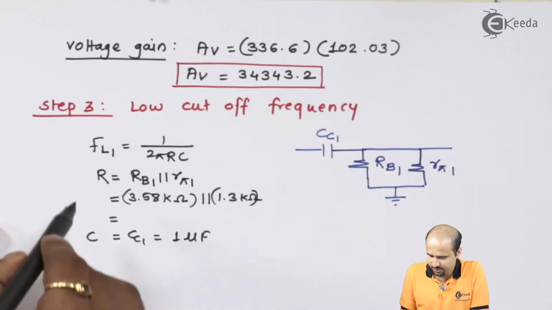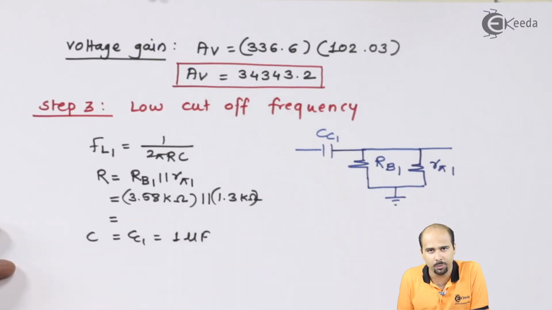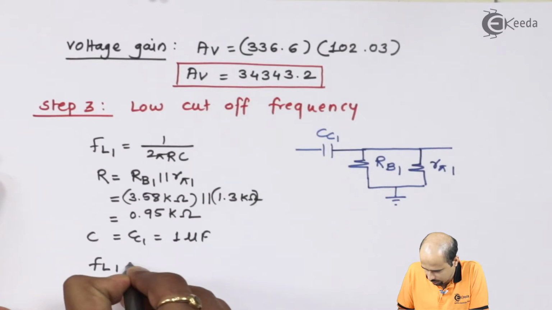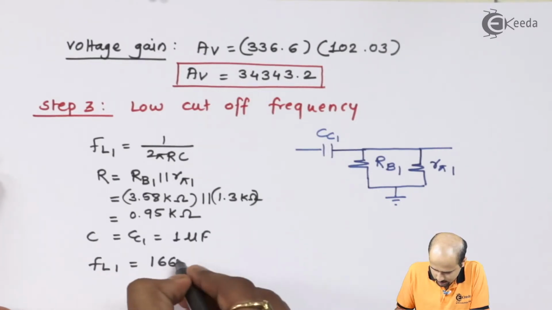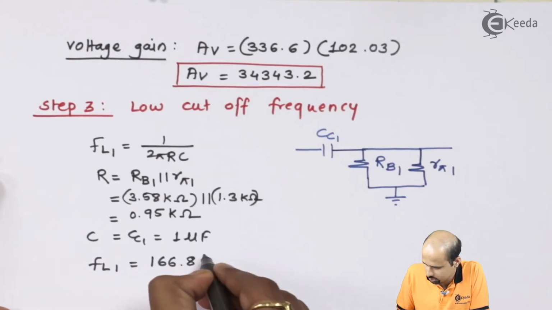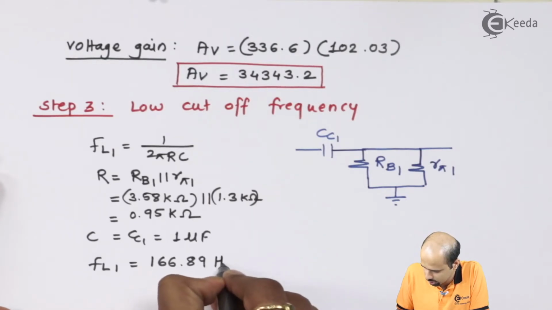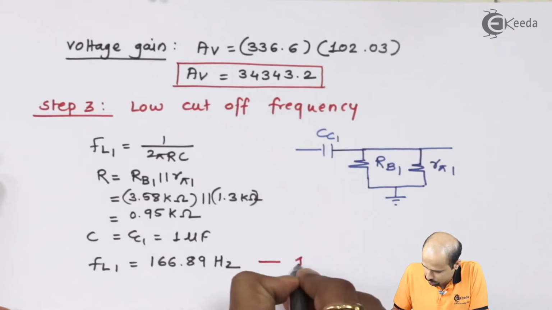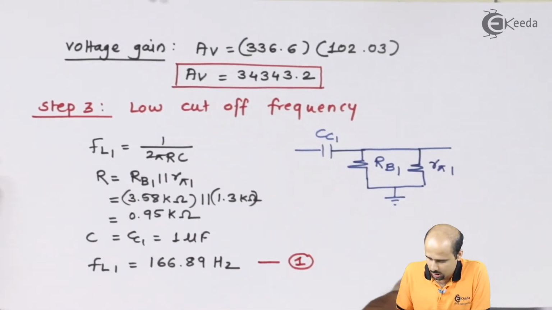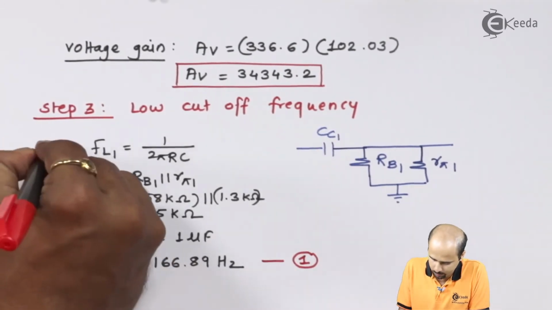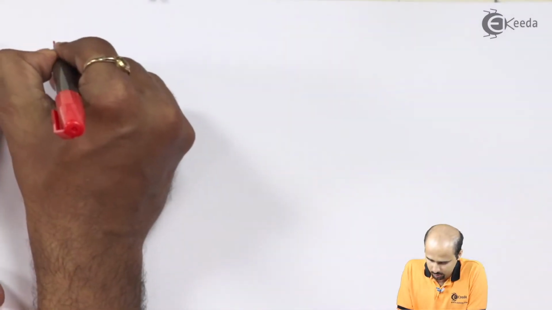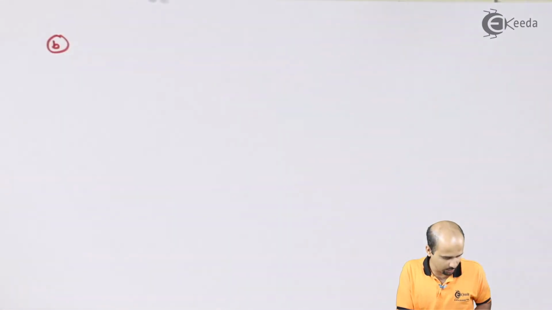Now put the values of R and C and come to me, right? Pause your screen, calculate the value of FL1, and come back to me. The value comes out to be FL1 is 166.89 hertz, right? So we can say that this is your equation number 1. Similarly, let's say this is part A for FL1, and then we'll move ahead to the B part, that is for FL2.